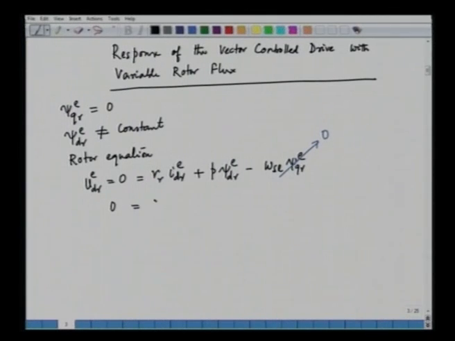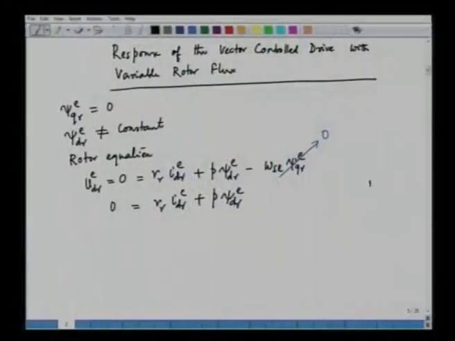0 is equal to RR IDR plus P psi dr. psi dr is not constant. So, if psi dr is not constant, unlike the previous case when psi dr is constant, we cannot make P psi dr equal to 0. We must know that P is equal to the derivative operator d by dt. So, P psi dr is not equal to 0, and what we would like to do here is to eliminate IDR.